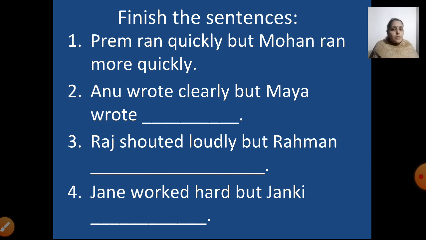Shall we see what is the correct answer? Second one, Anu wrote clearly, but Maya wrote clearly. Yes, EA is coming together, that is one sound, and ly. So two syllables. So what will come here? But Maya wrote more clearly. Yes, this is comparison between two persons. So it is comparative degree. So I will use the word more. Anu wrote clearly, but Maya wrote more clearly.